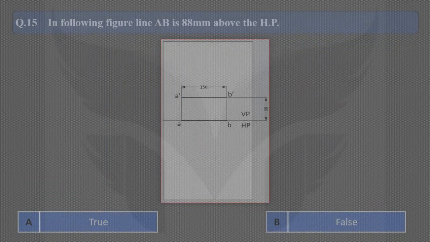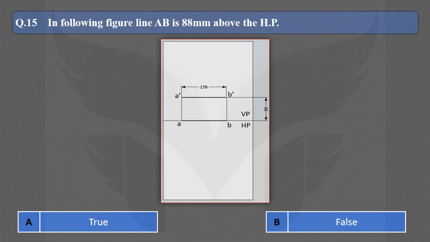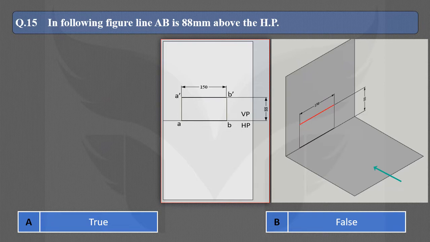Now the next question is, in the following figure, line AB is 88 mm above the HP. In the front view, we can see the distance of a point above the HP, and in the top view, we can see the distance of a point in front of the VP. With this, we can say that in the given figure, the line is 88 mm above the HP and the line is 0 mm in front of the VP, which means the line is on the VP. So the answer is true.